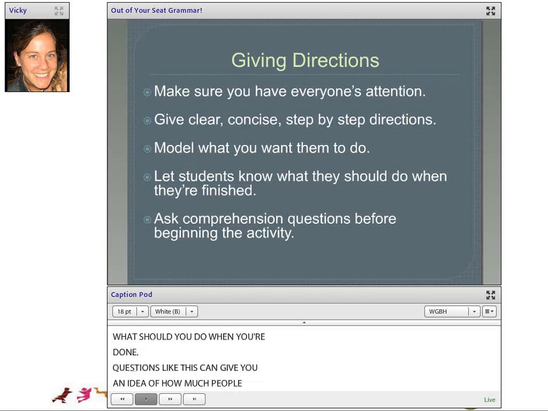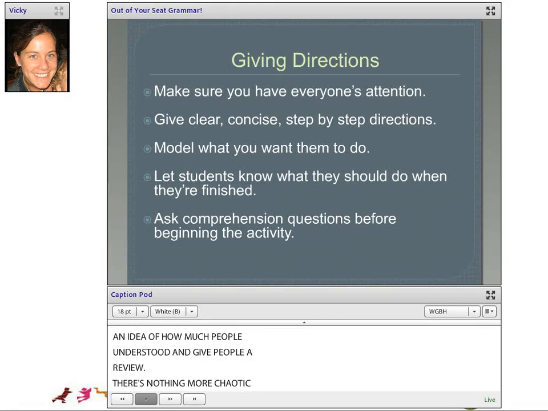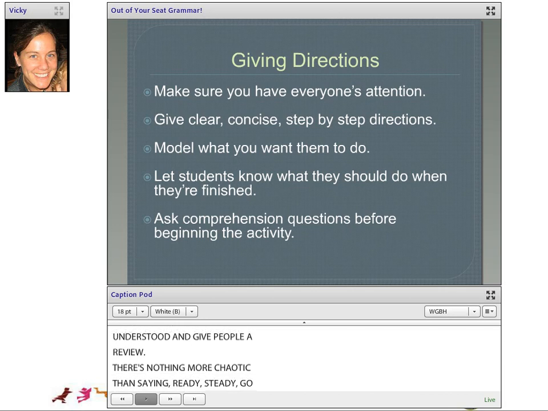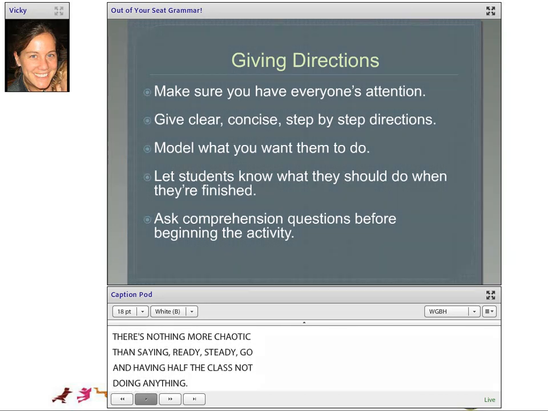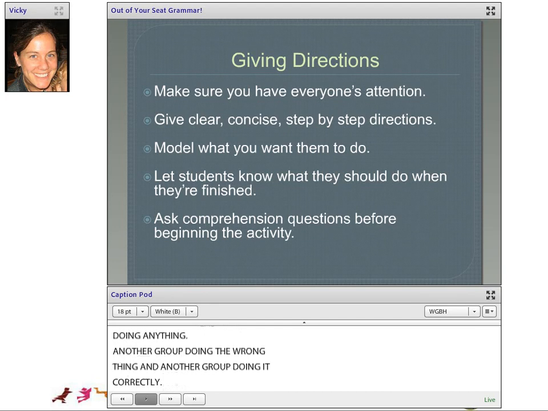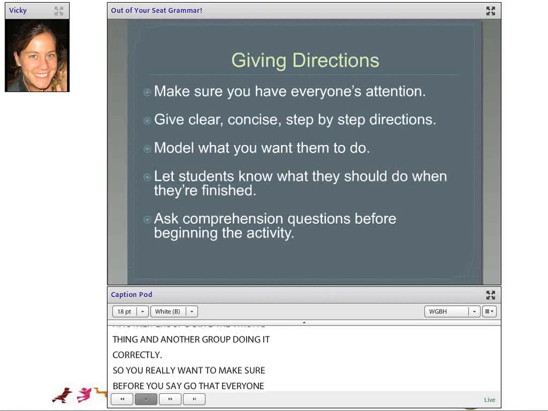There's nothing more chaotic than saying ready, steady, go, and having half the class not doing anything, another group doing the wrong thing, and another group doing it correctly. So you really want to make sure before you say go that everyone knows exactly what they're supposed to be doing, and these tips I think could help.